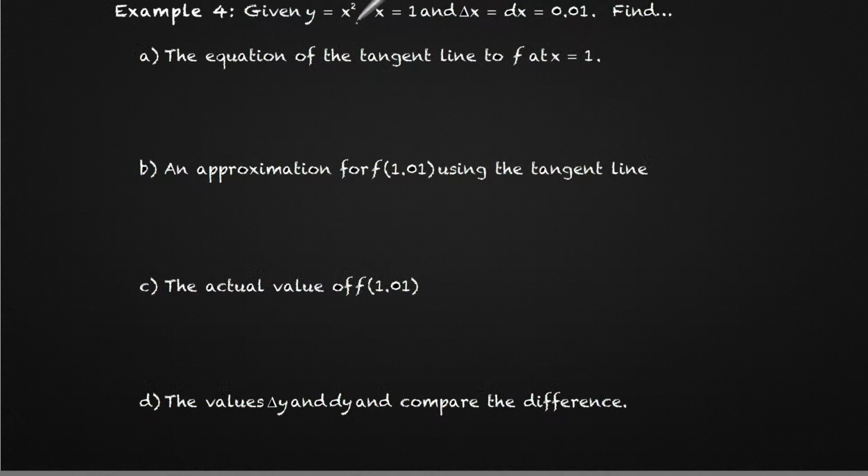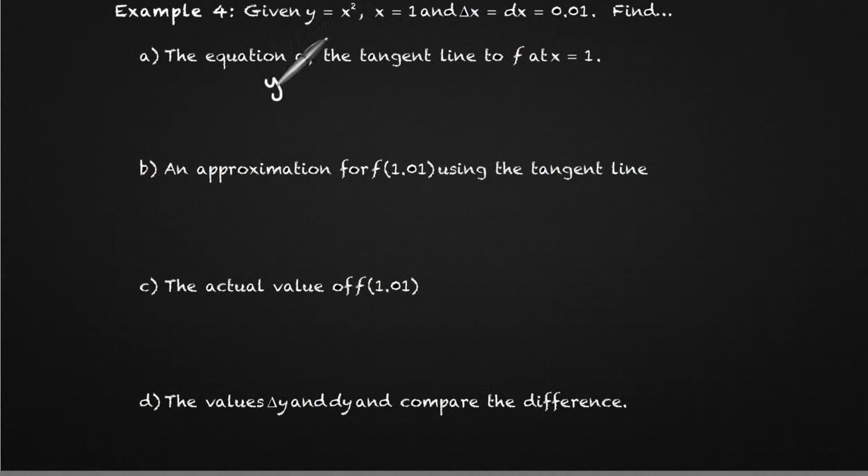We have the function x squared, and we have the point x equals 1, and we are going to say delta x is 0.01, which basically means that we are moving from the point x equals 1 to the point x equals 1.01. So we're moving slightly to the right, just ever so slightly, and we want to first start by writing the equation of the tangent line of f at x equals 1. So let's go ahead and do that.